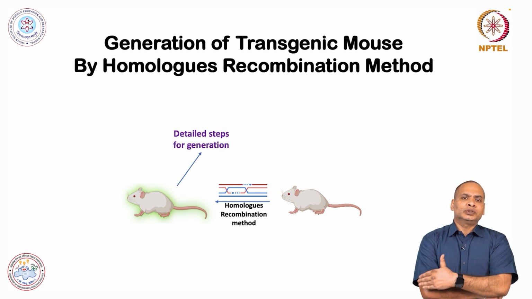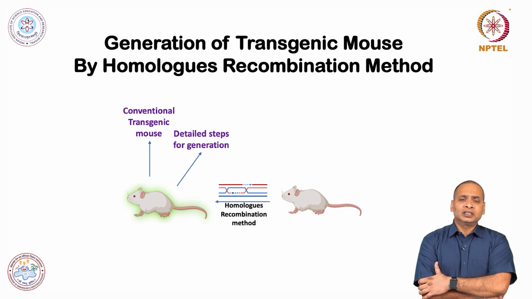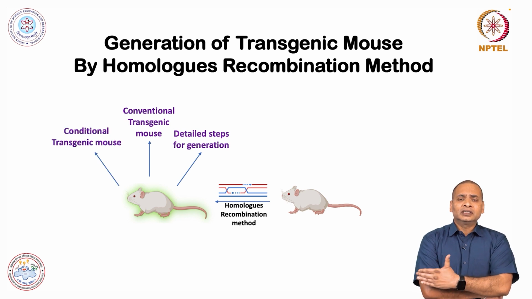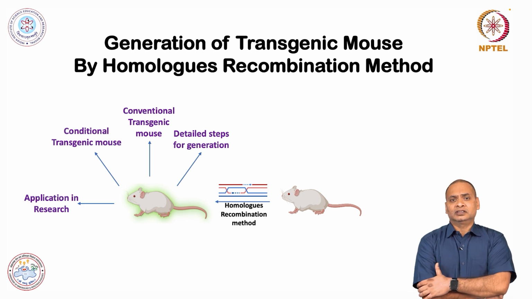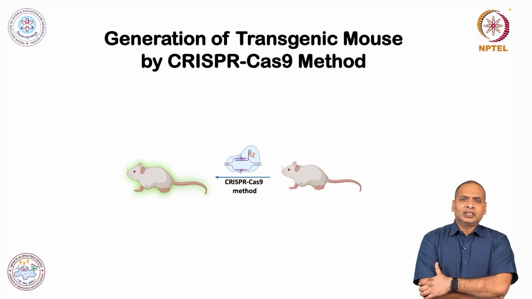Over there I will take you through each step in more detail, and then I will discuss the generation of conventional transgenic mice and conditional transgenic mice, and then their application in research. Then eventually I will move to the generation of transgenic mouse by the CRISPR-Cas9 method. This is one of the very interesting discoveries in the recent past.